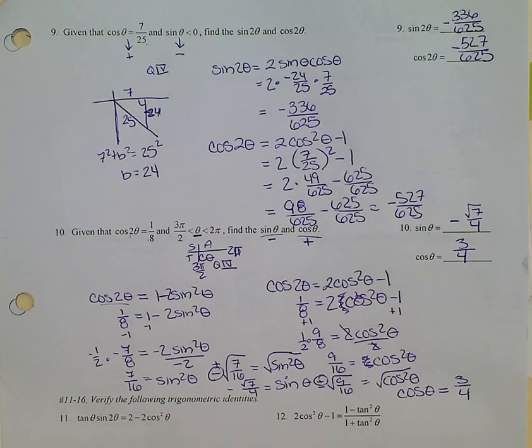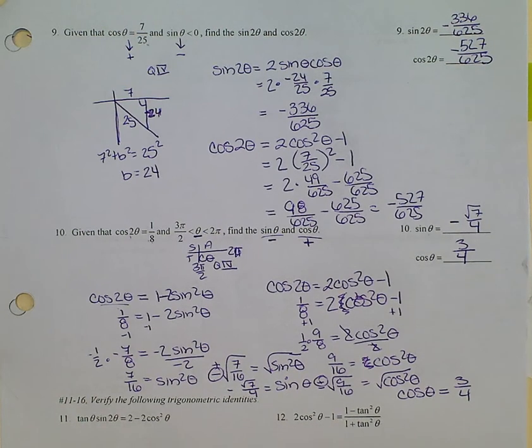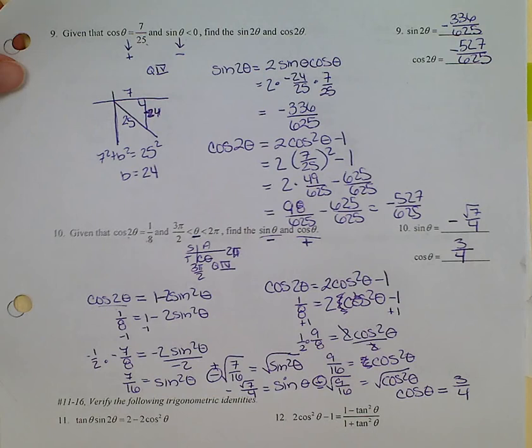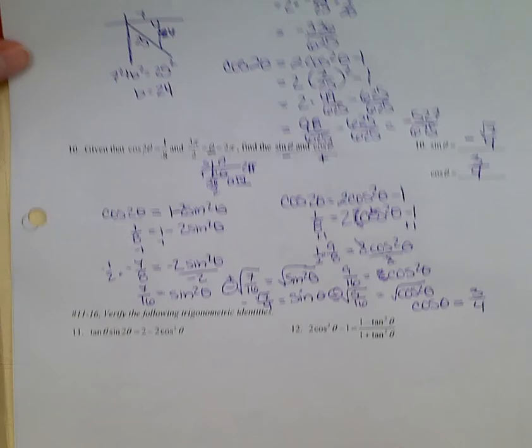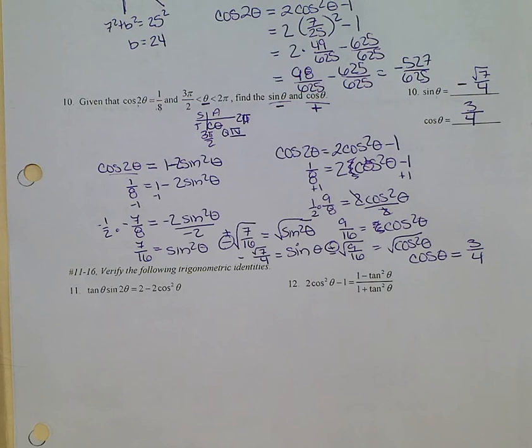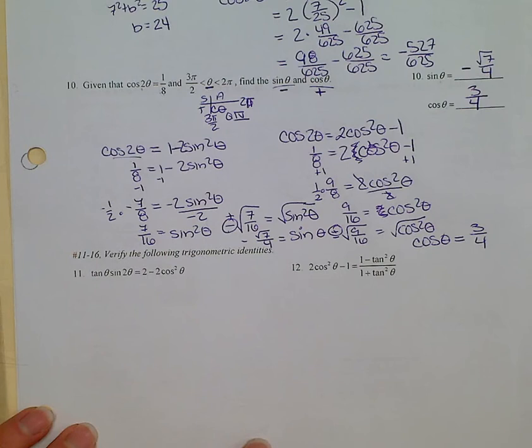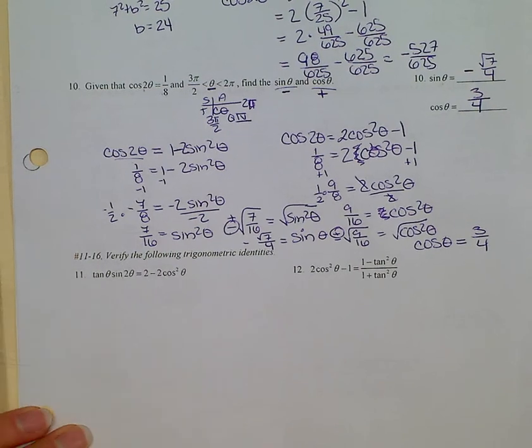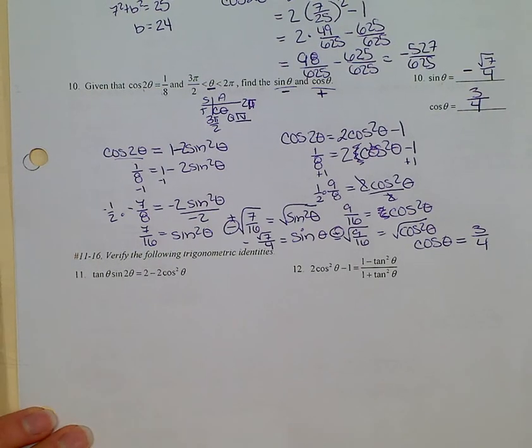Okay. The rest of these problems go through verifications. So remember, you want to choose the side that you think you can do more with, which is usually the side that's a little bit busier. Okay, and this one, I don't know. It doesn't really matter in this one which side you choose to rewrite. So I'm going to kind of look at it.